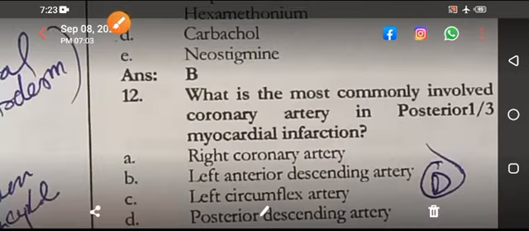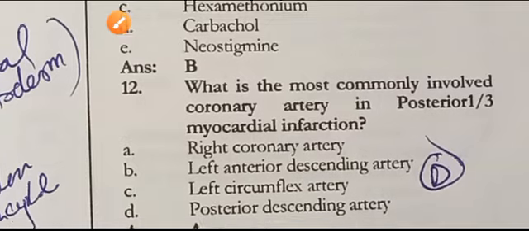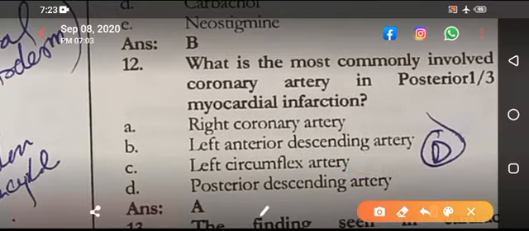Coming next, what is the most commonly involved artery? Already discussed in my previous lectures. Posterior descending artery, and if that is not in the option, then right coronary artery.